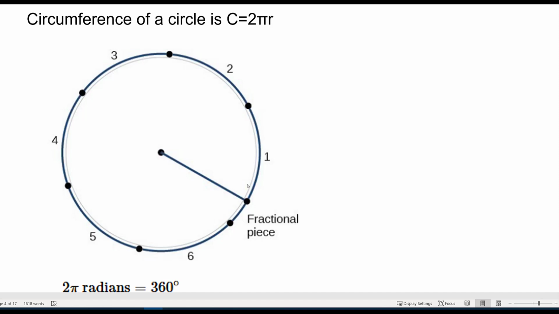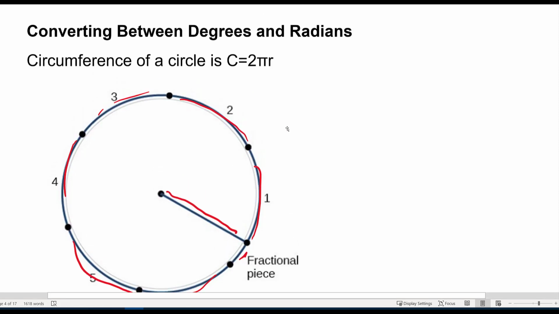So if you were to take this radius here, and line it up there, and then another one, and another one, and another one, and another one, you get 6 and a little bit more. That little bit more is the 2 pi.